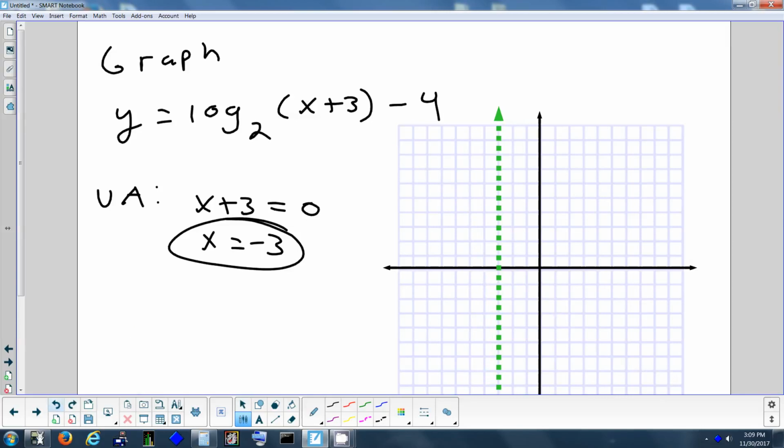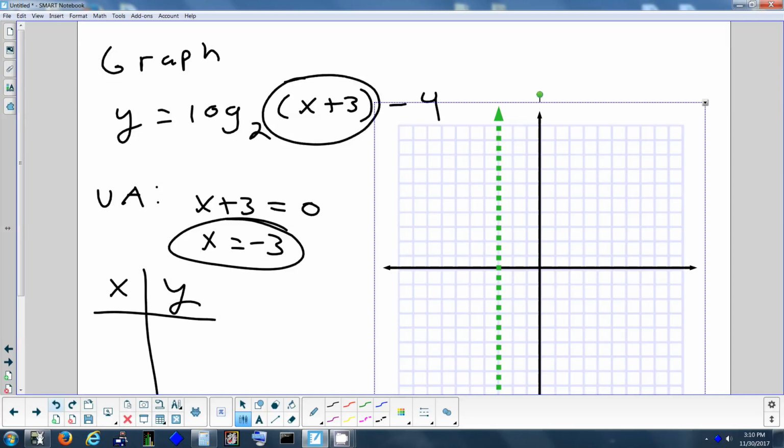All right, so let's plug in some values for x and just get the y values. Now, whenever you take the log, the argument has to be positive. So would I plug in numbers bigger than -3 or smaller? Bigger. I have to plug in bigger. If I went smaller than -3, what I circled would come out negative, and you get imaginary answers. Okay, so let's do 0. That's a good one.